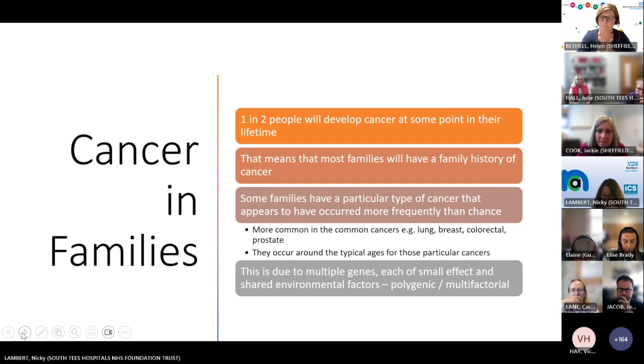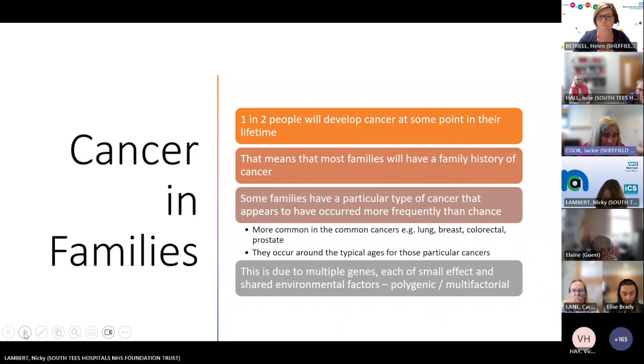We know that in some families it seems to be the same cancer that's occurring. That's usually the common cancers: lung, breast, colorectal, prostate. One in seven women will get breast cancer. One in seven men will get prostate cancer in their lifetime. So if you're going to see a cancer occurring more than once in a family, it's going to be those common ones. It's not just cancer.